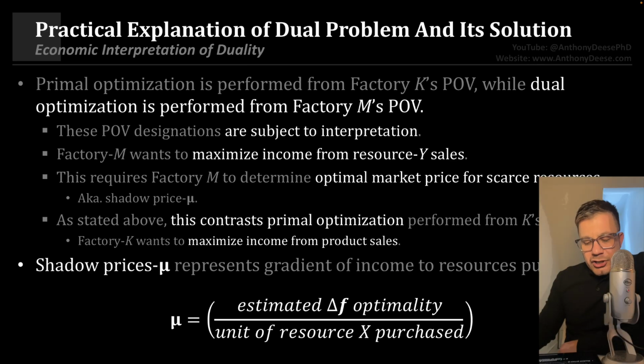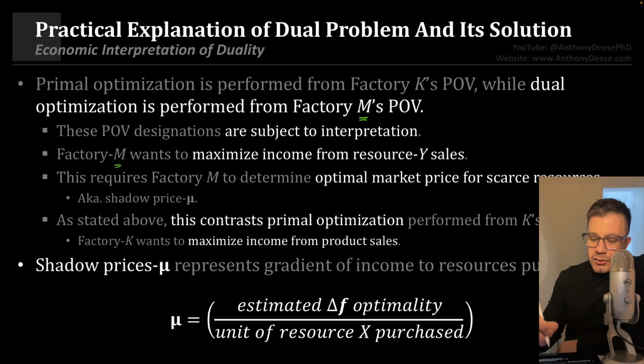So primal optimization is performed from factory K's point of view primarily, while the dual optimization is performed from factory M's point of view. These point of view designations are subject to interpretation. However, they do facilitate this discussion, but we'll see at the end that really the dual optimization generates a solution that is optimal for both factory K and factory M.